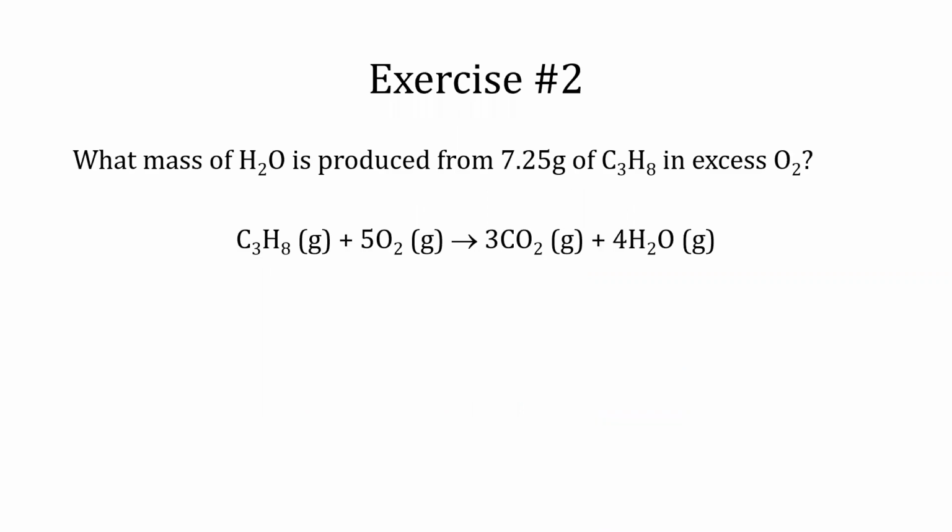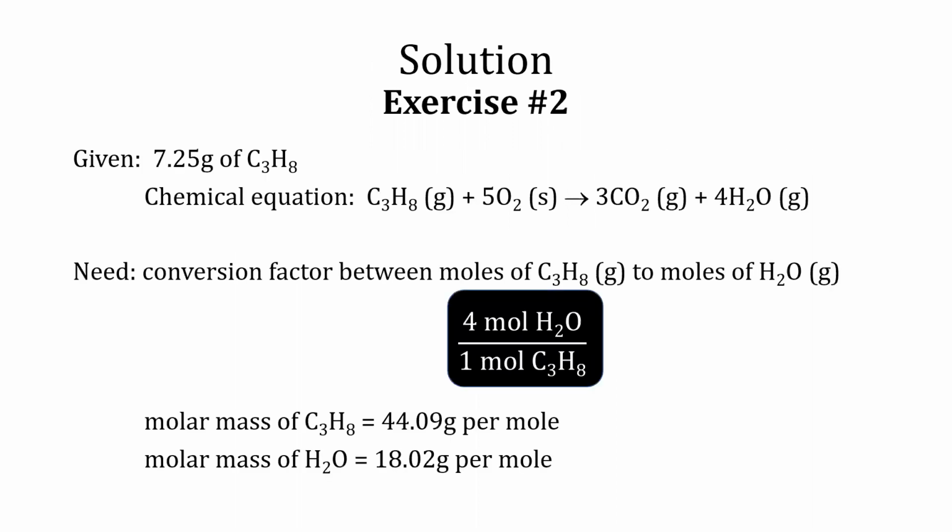Exercise 2 involves gram-gram stoichiometry and asks: what mass of H2O is produced from 7.25 g of C3H8 in excess O2? The balanced chemical equation is C3H8 plus 5O2 forms 3CO2 plus 4H2O, all gaseous substances. Given that the mass of C3H8 is 7.25 g and the balanced chemical equation is provided, one needs the converting factor between moles of C3H8 and moles of water, or H2O, which is 4 moles of H2O over 1 mole of C3H8.